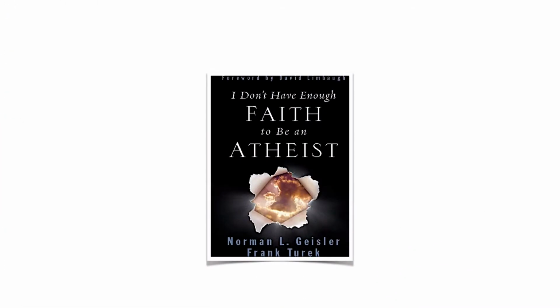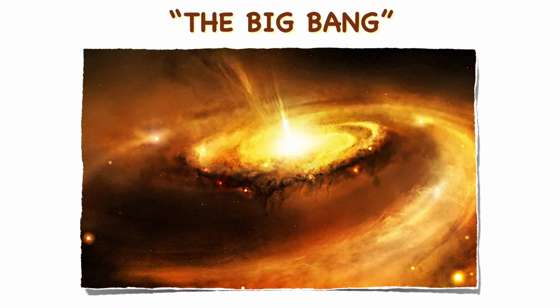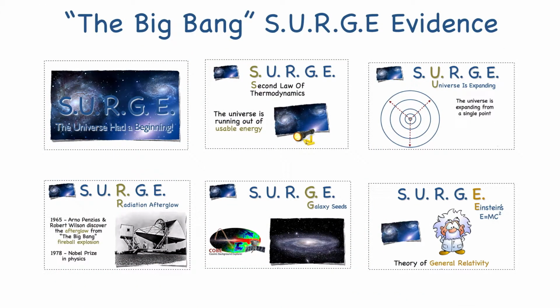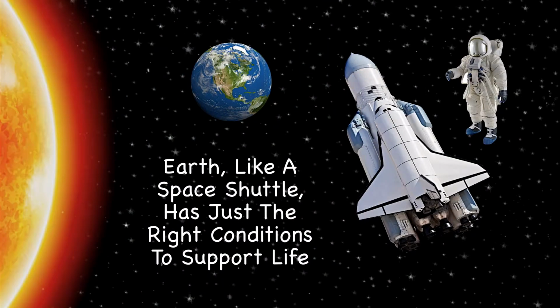With the Big Bang surge evidence developed by Norman Geisler and Frank Turek in the text we're using, I Don't Have Enough Faith to Be an Atheist, the Big Bang surge evidence, together with the evidence we gathered from the cosmological argument, we determined, beyond a reasonable doubt, that God was the beginner who caused the universe to begin. We then looked at a number of anthropic constants that showed evidence that both the universe and Earth have been precisely designed in just the right way to provide just the right conditions to support life on planet Earth, much like the life-supporting conditions found in a space shuttle traveling through the deadly conditions of space.